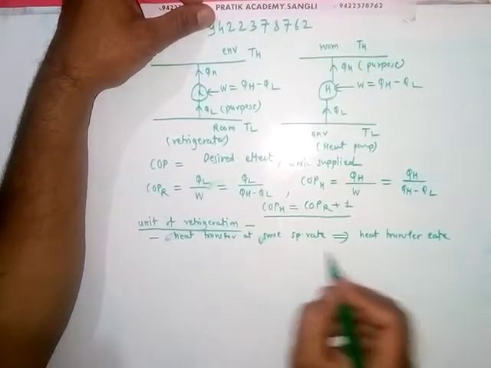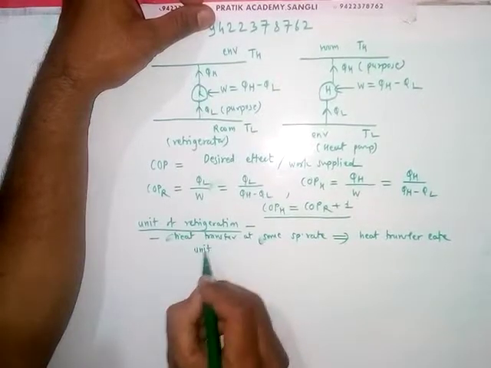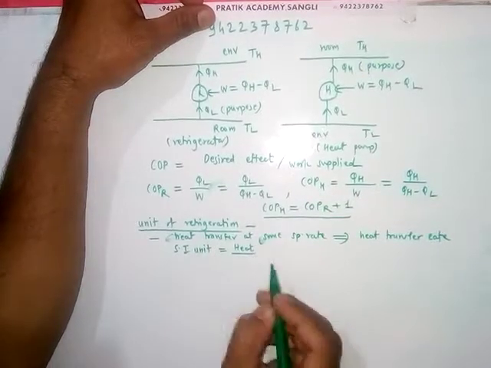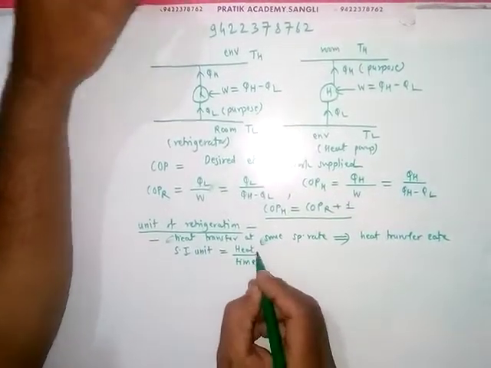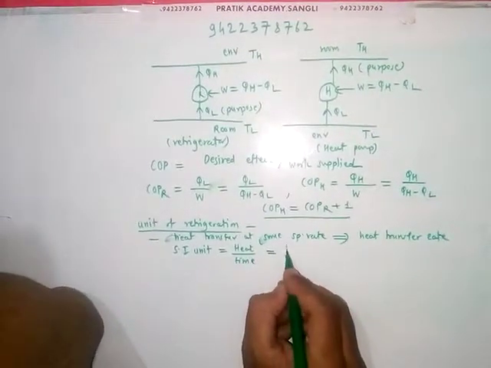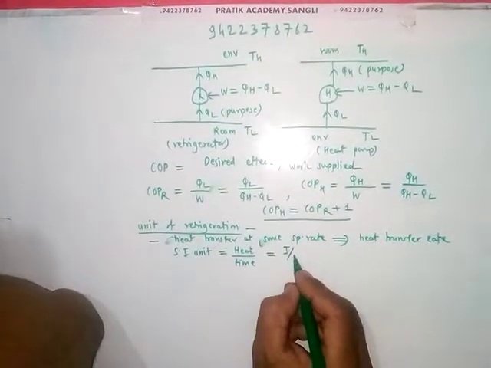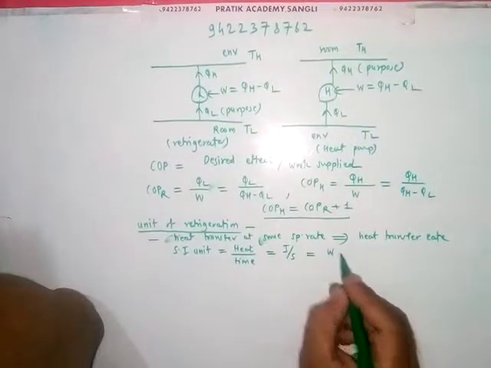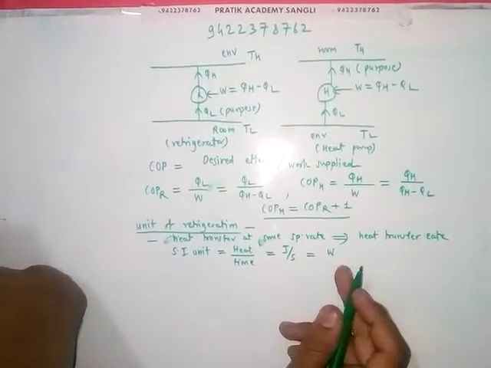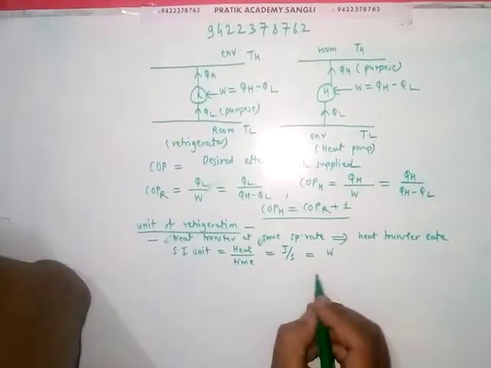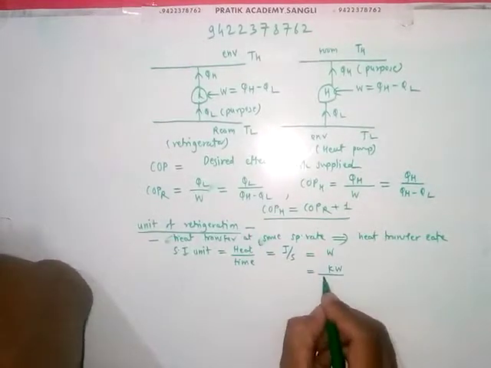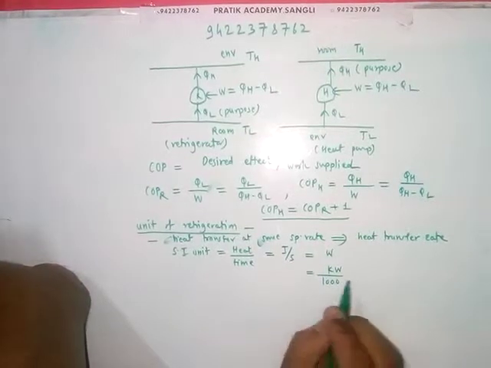So the SI unit of refrigeration is simply the unit of heat divided by time, that is, heat divided by time is heat rate. The unit of heat is joule and time is second. So watt is the SI unit of refrigeration, but it is very small, so usually it is expressed in kilowatt, by simply dividing by 1000. This is the SI unit.